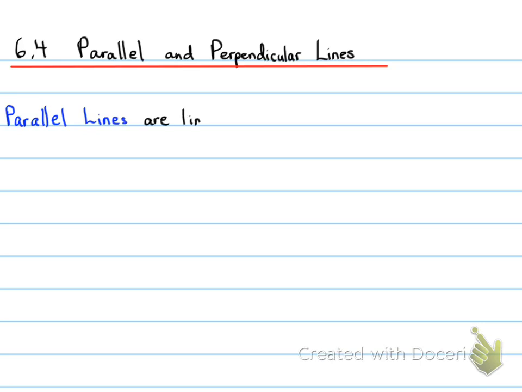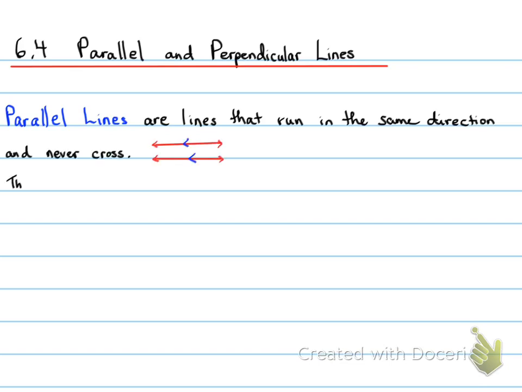Parallel lines are basically lines that run in the same direction. They run in the same direction and they never cross. So there's an example of two parallel lines. They're running in the same direction. They never cross. We use these little chevrons to indicate that the lines are parallel.